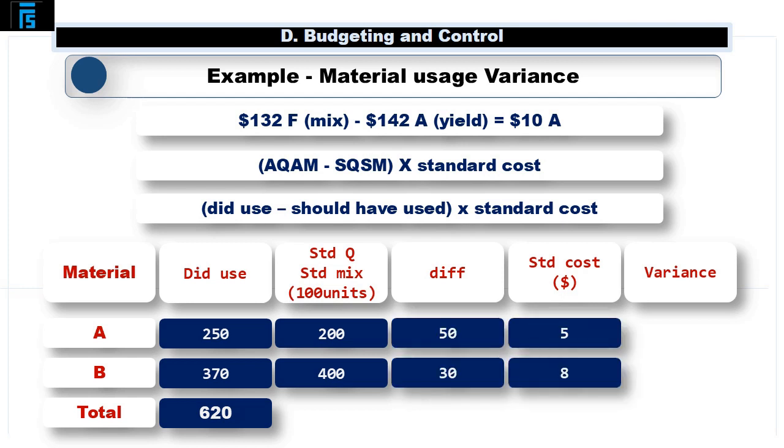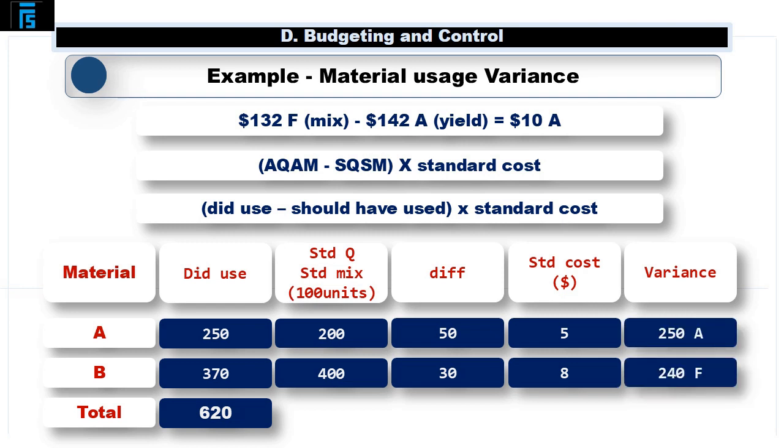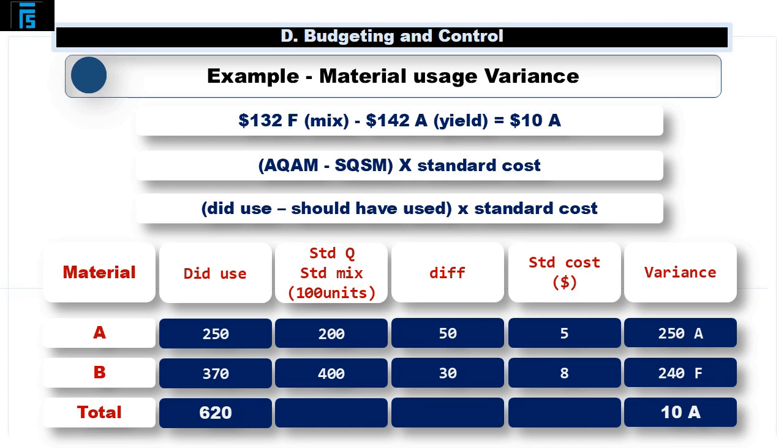We have used more of A than anticipated and less of B, so multiplying these volumes by their standard cost gives us an adverse variance of $250 for A and a favourable variance of $240 for B. The total material usage variance is therefore $10 adverse, matching that calculated by combining the mix and yield variances.